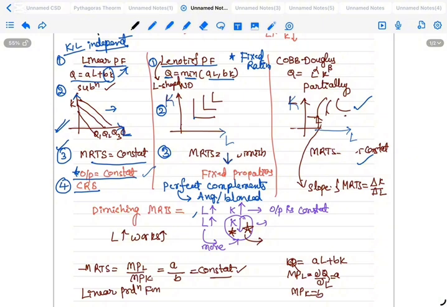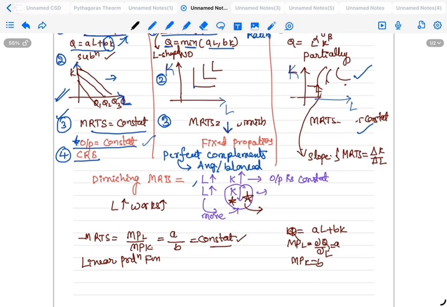In the linear production function, how is it constant? MRTS equals MPL by MPK, where MPL equals dou Q by dou L, and MPK equals dou Q by dou K. So differentiating the above production function with respect to L and K, A and B are constant terms, and the result is constant. So MRTS is constant.